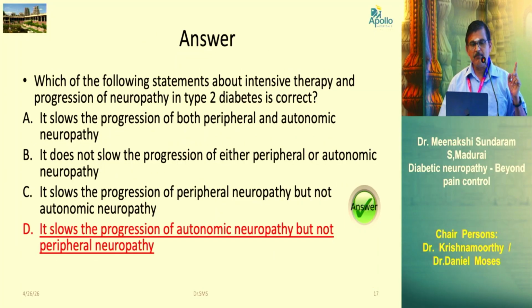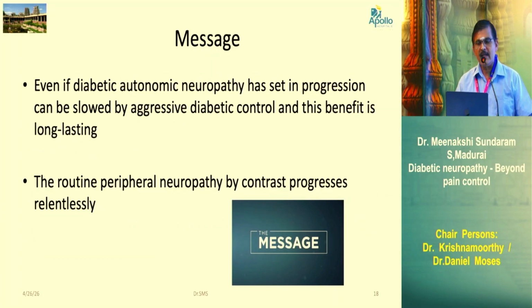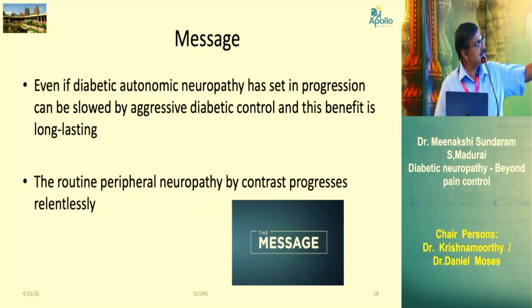So I'll skip this, but the point I'm trying to tell is that when you have a good diabetes control, autonomic neuropathy can be prevented from progression. The routine peripheral neuropathy will continue to progress. You can only achieve pain reduction. You will not be able to arrest the progression of the neuropathy. Now the point is that even if autonomic neuropathy has set in, you can prevent progression. The routine peripheral neuropathy will progress.